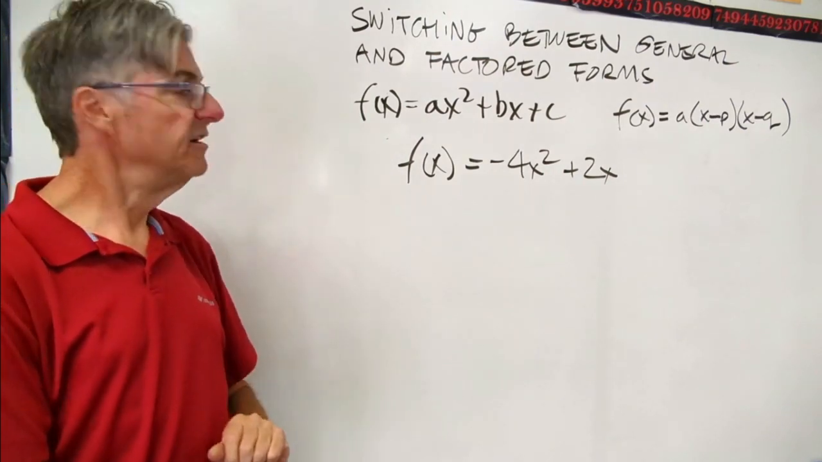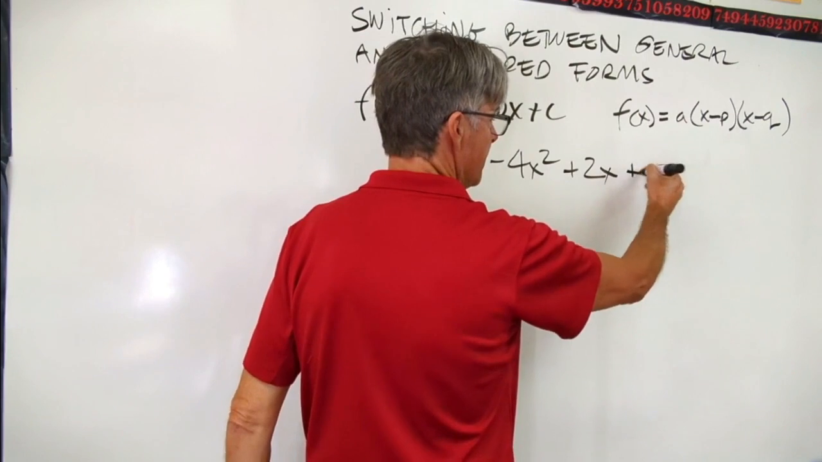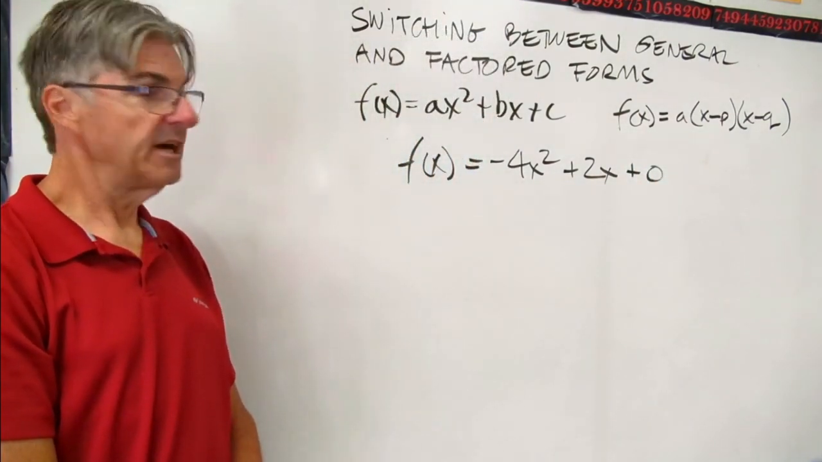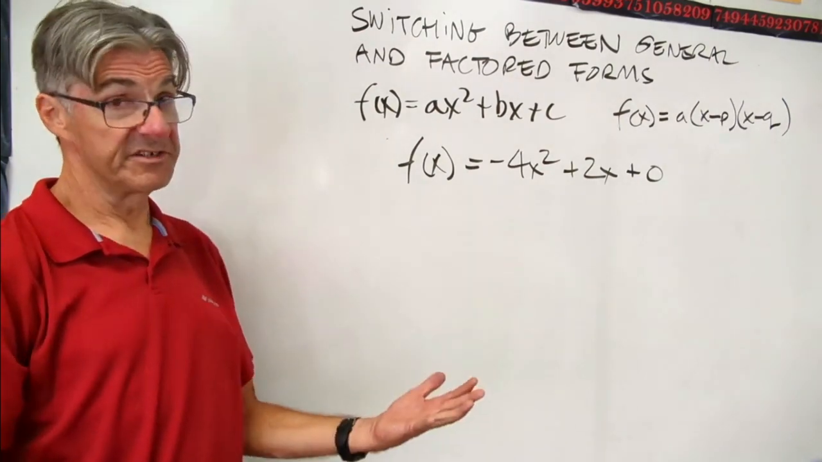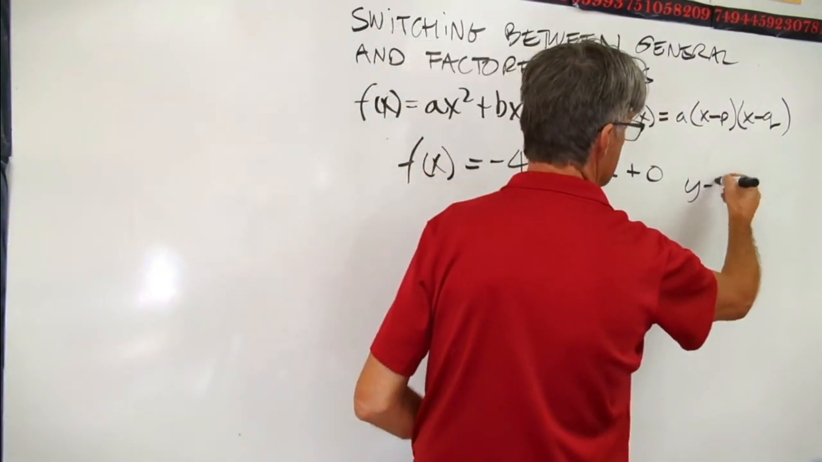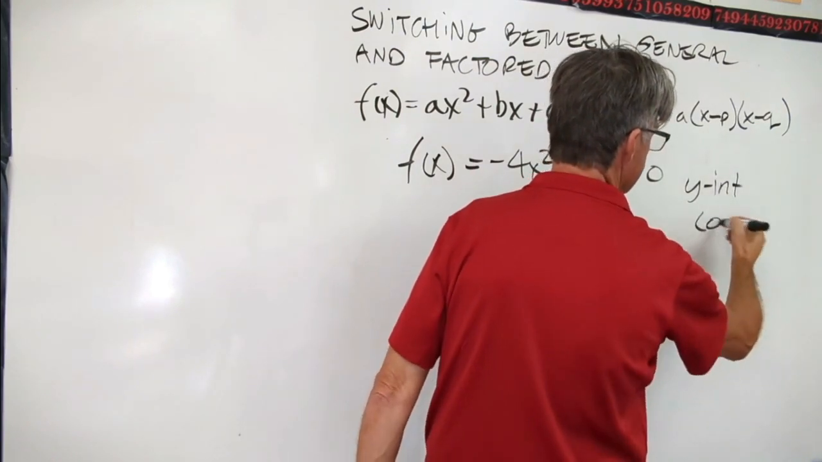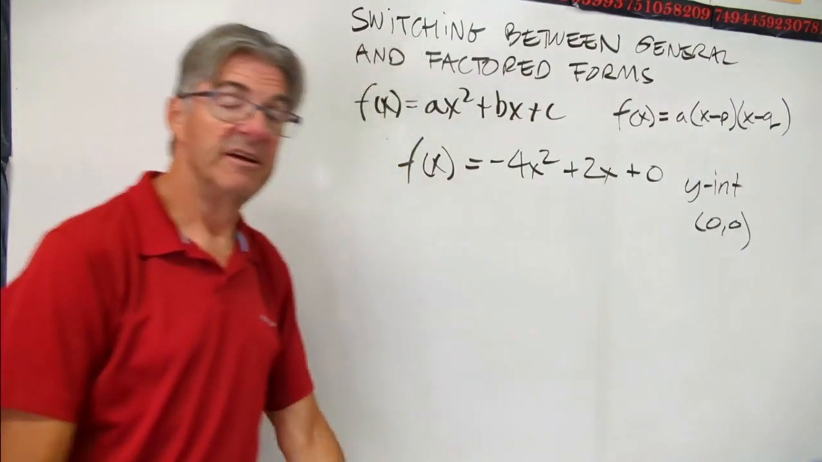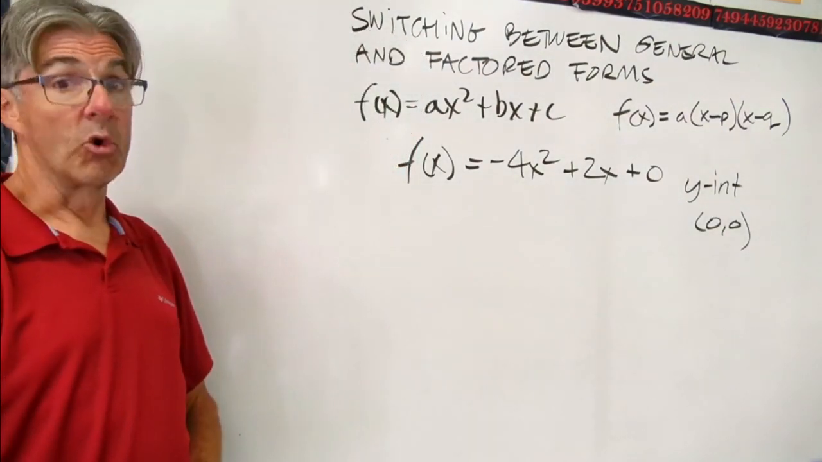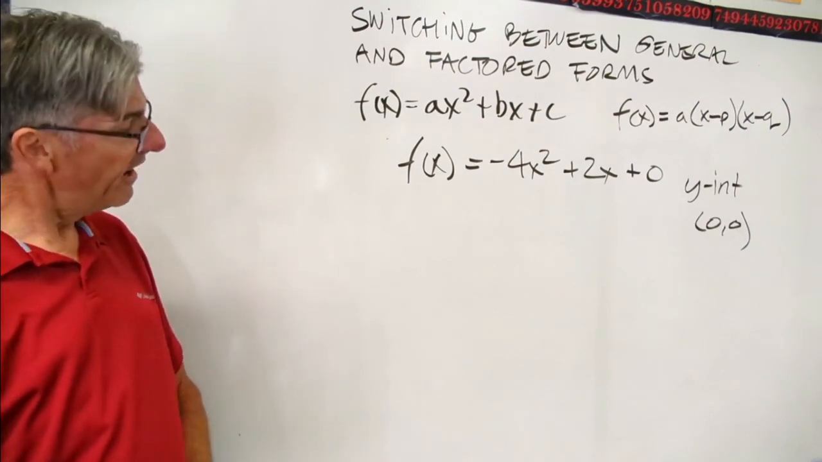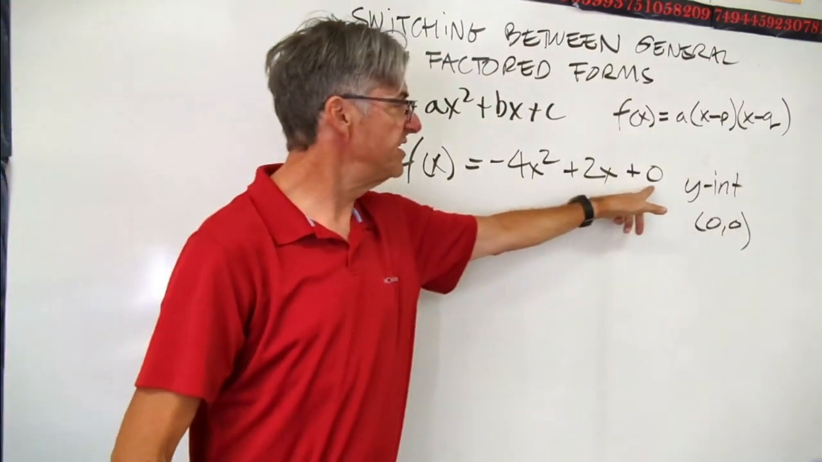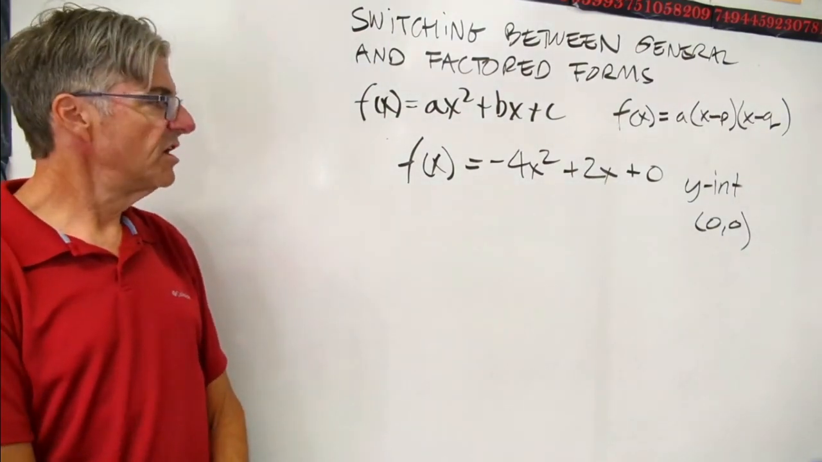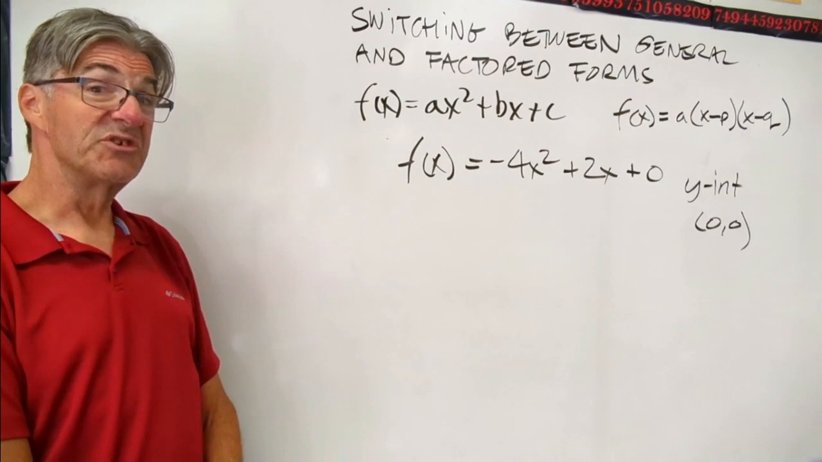Okay, I'll give you a hint. We don't write this, but that's there, plus 0. Now think about it. What is the y-intercept? The y-intercept is the point 0, 0. So if you don't have a c term on your quadratic, you know that the y-intercept is at the origin. All right, so now I want you to convert this to factorized form. And you can leave the 0 out of it because it's not relevant for factoring. So go ahead and see what you get with that.